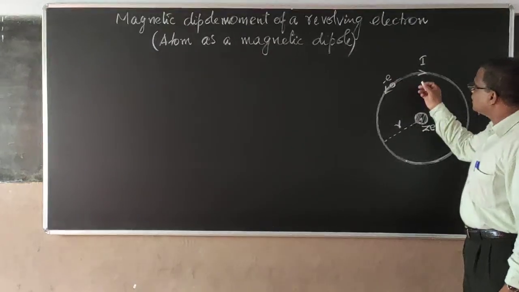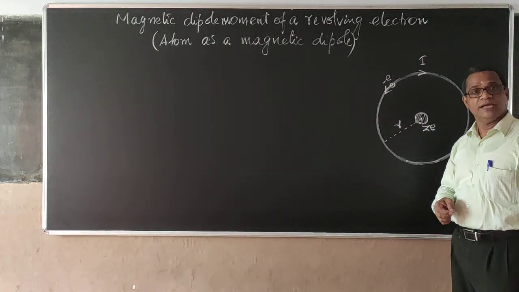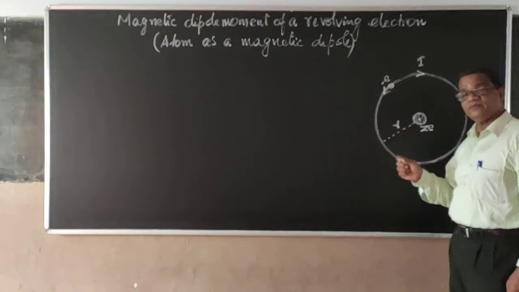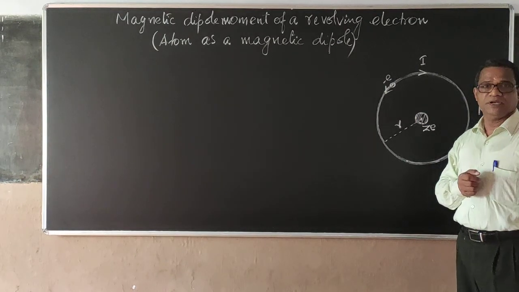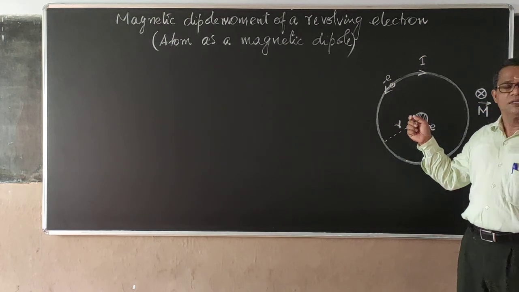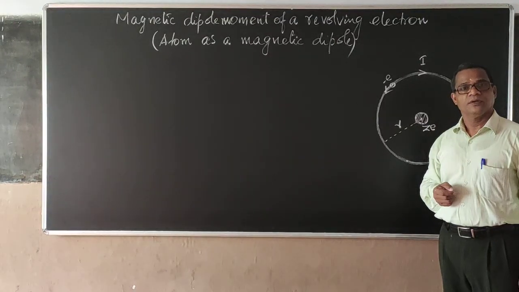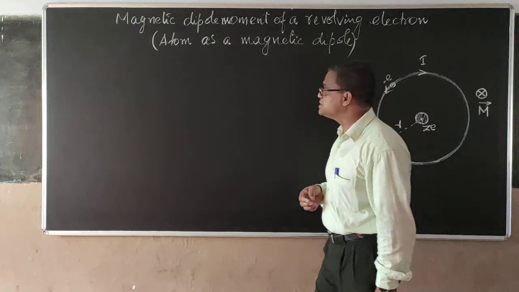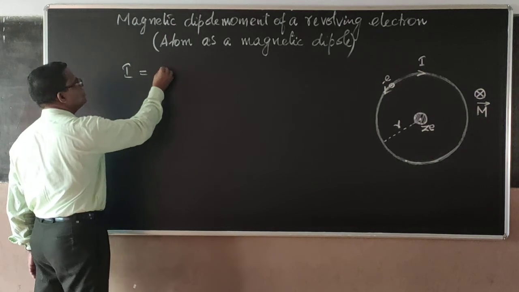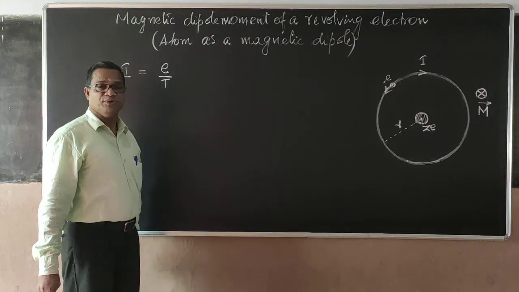Now this electron, when it goes around the nucleus in a circular orbit as per Bohr model of atom, will be moving with a definite frequency and definite time period, and therefore we can consider the movement of the electron to be constituting a current loop around the nucleus. Now, the current constituted by this electron can be taken as current I, which is equal to e by T. e is the charge and T is the time period.